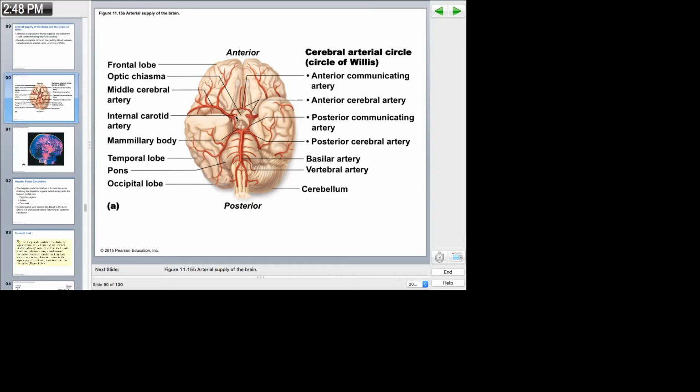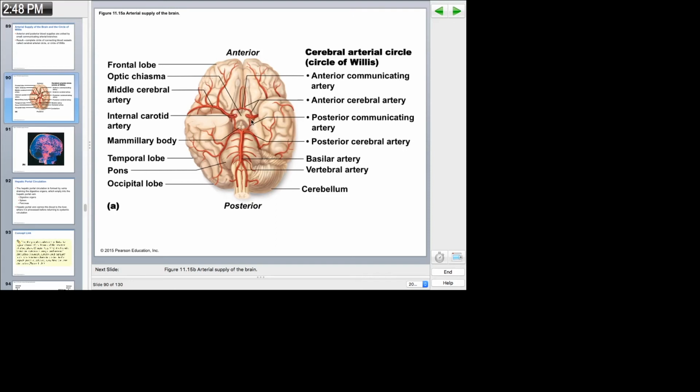So here are your internal carotids right here. Okay. You have got your middle cerebral artery, which serves your cerebrum. And here would be your other cerebral artery. You've got your anterior cerebral artery here, and that's the front part of the circle of Willis. This whole section here is called the circle of Willis.